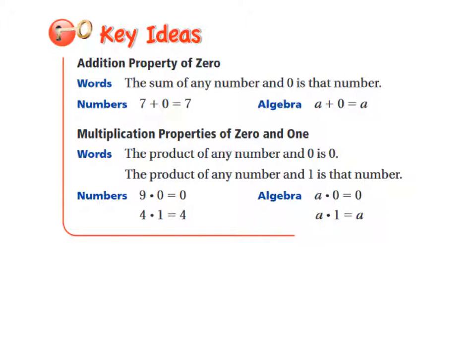And then the multiplication properties of 0 and 1. The product of any number and 0 is 0. So 9 times 0 is 0, or 8 times 0 is 0. Again, you've known this for a very long time. There are just actual properties that discuss this better. The product of any number and 1 is that number. So 4 times 1 is 4, and a times 1 is a.